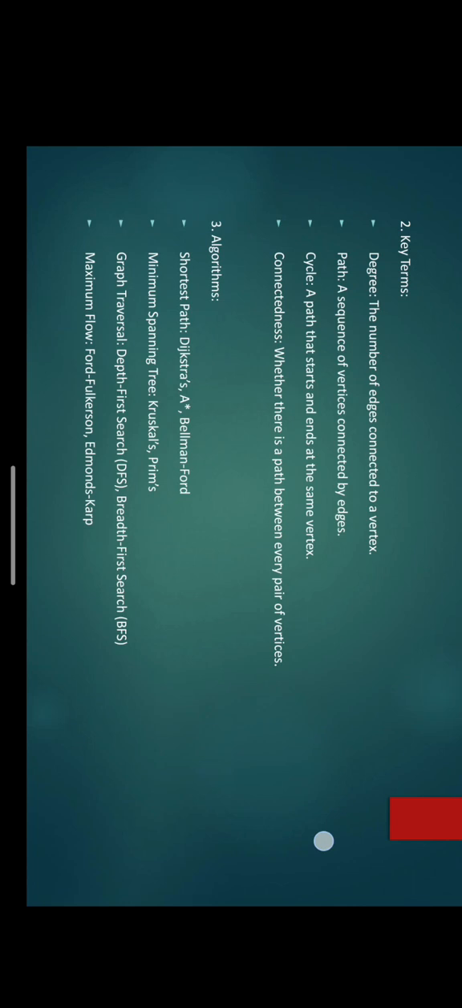Algorithms. Shortest path: Dijkstra's, A star, Bellman-Ford. Next, minimum spanning tree: Kruskal's, Prim's. Next, graph traversal: depth first search DFS, breadth first search BFS. Maximum flow: Ford-Fulkerson and Edmonds-Karp.